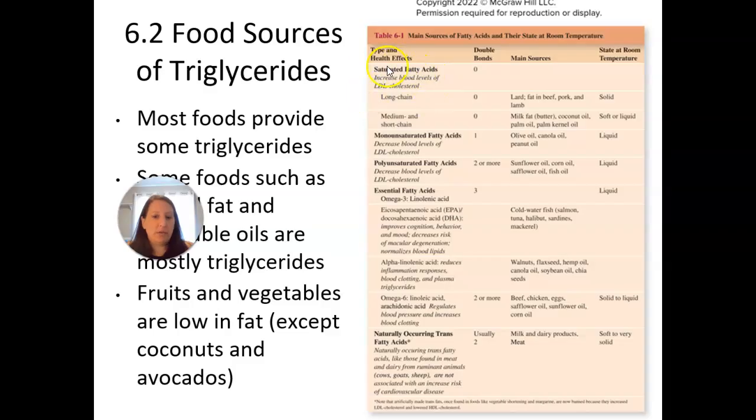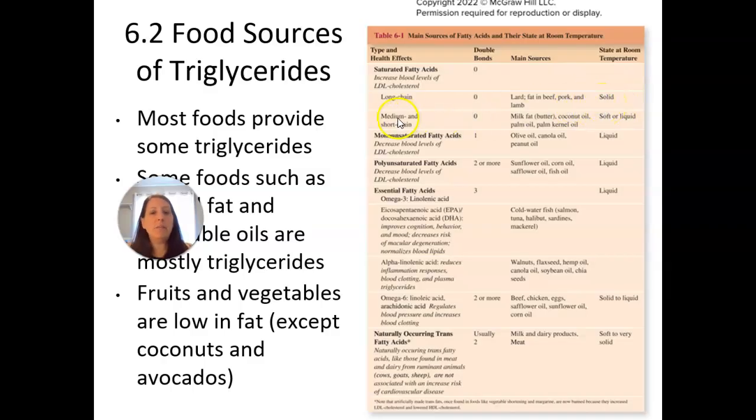And so again, LDL, you can think of it as low density lipoprotein. We'll talk about what exactly that is a little bit later in the chapter, but for now, this is what we label our bad cholesterol. We don't want these levels to be high. And so we have long chain saturated fatty acids, and those include things like lard, fat in beef, pork, and lamb. So again, animal products here. These are going to be saturated fats that are solid at room temperature.